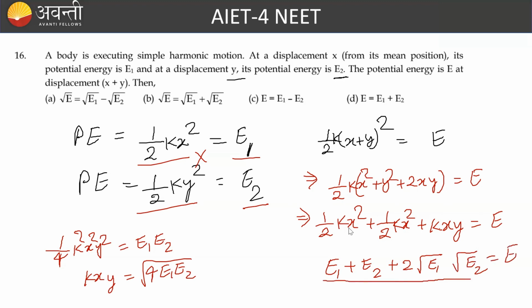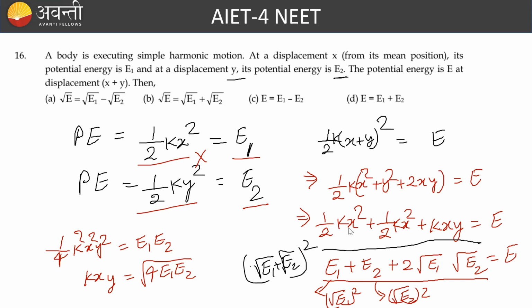अगर आप इस एक्सप्रेशन को ध्यान से देखो तो E1 क्या है? E1 है रूट E1 का स्क्वायर. E2 क्या है? रूट E2 का स्क्वायर. So basically this whole expression is what? This whole expression is equal to root E1 plus root E2 का whole square. And this is equal to how much? E. So root E1 plus root E2 will be equal to how much? Root E. So the correct answer will be what? B. Okay. Now let's move on to the next question.